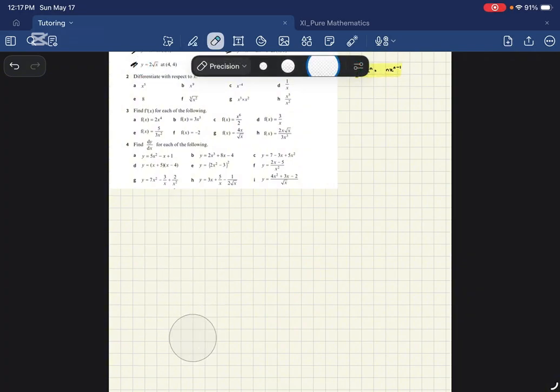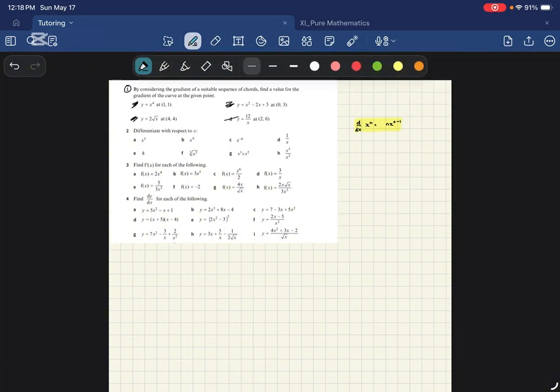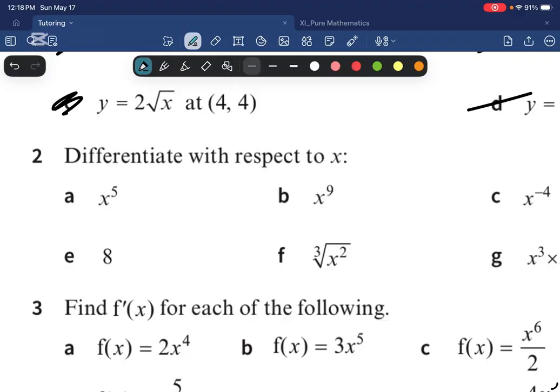Alright, so we're done with question 1. Now, for 2, I'm going to do things a little bit faster. So you differentiate, right? So the derivative, I'm going to represent it like this.